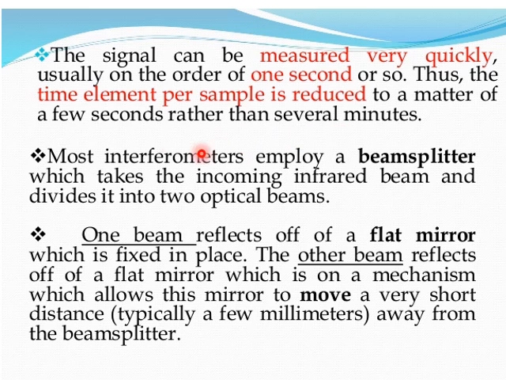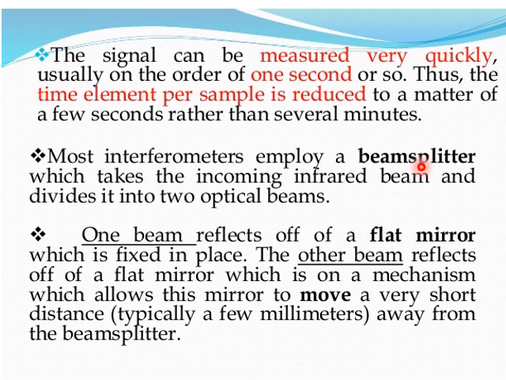In FTIR instruments, we know that interferometers are used which produce signals in the form of an interferogram, and a mathematical operation is performed on the interferogram, then the signals are converted into FTIR signals. Most interferometers employ a beam splitter. This is a construction of the interferometer. There is a beam splitter.